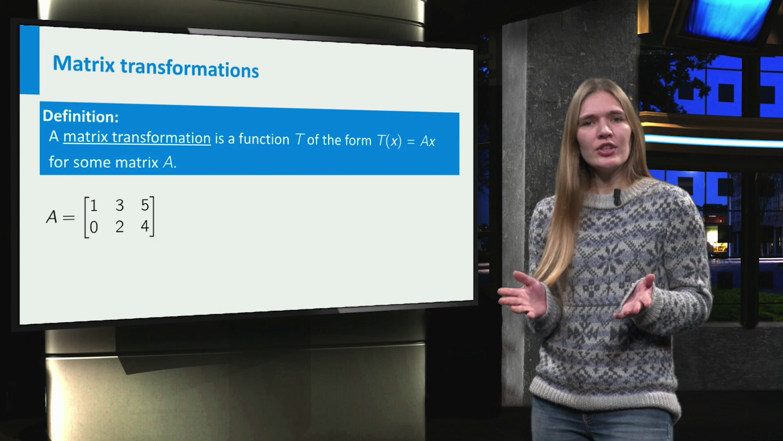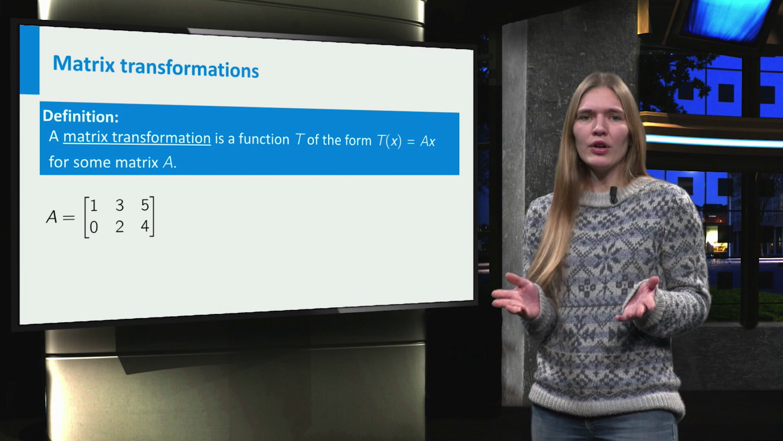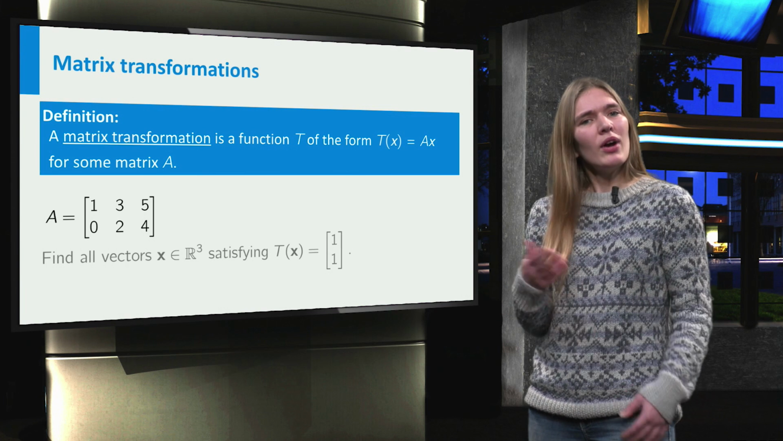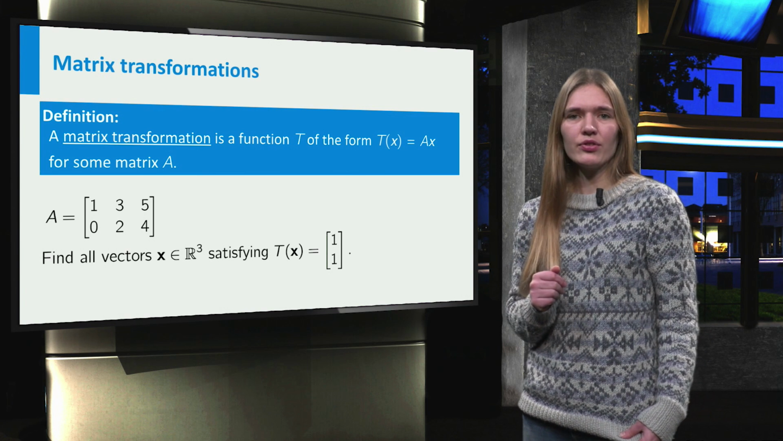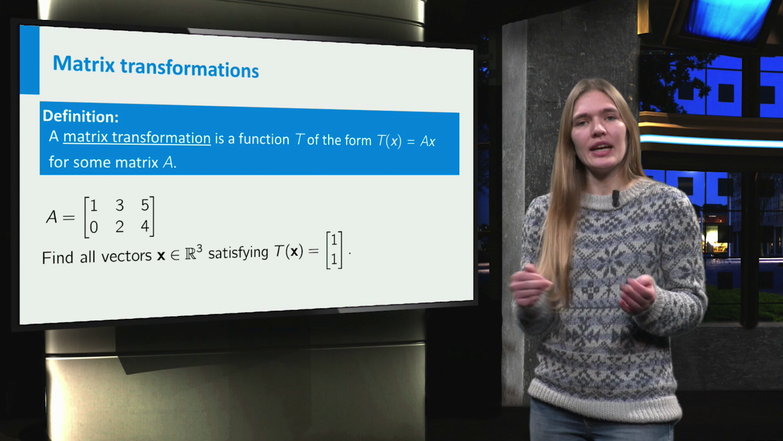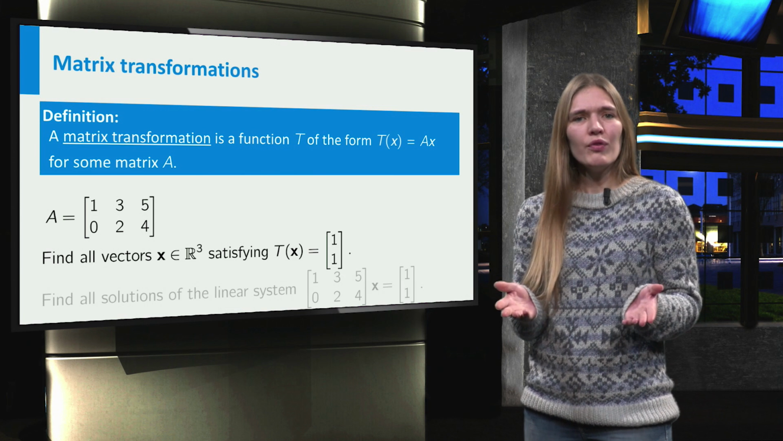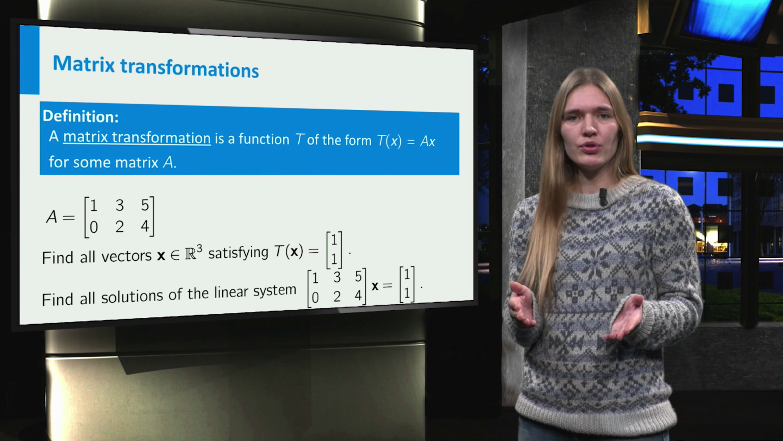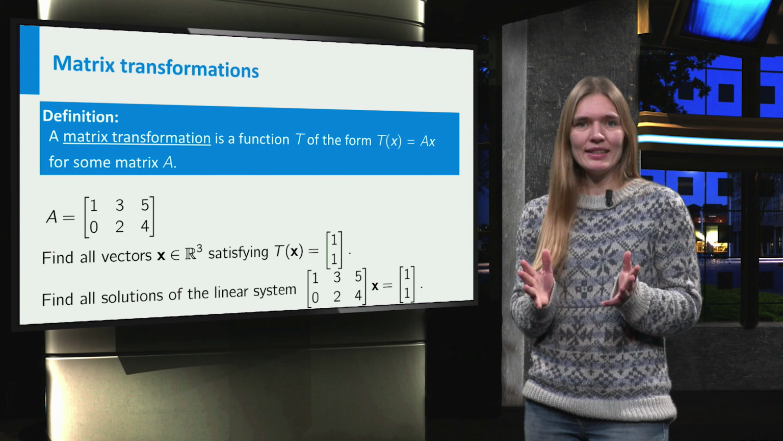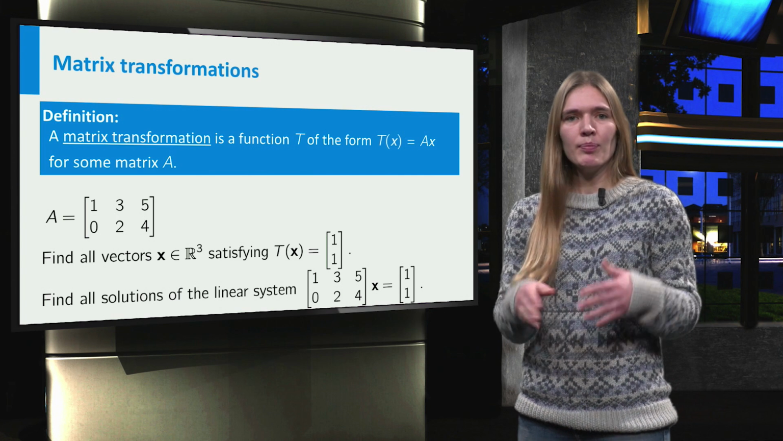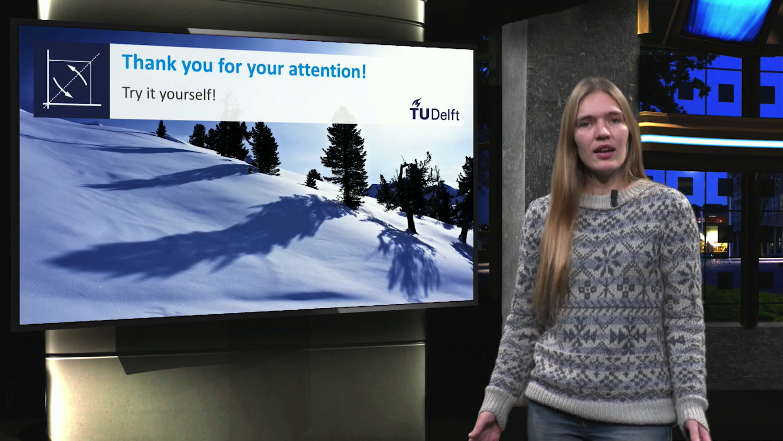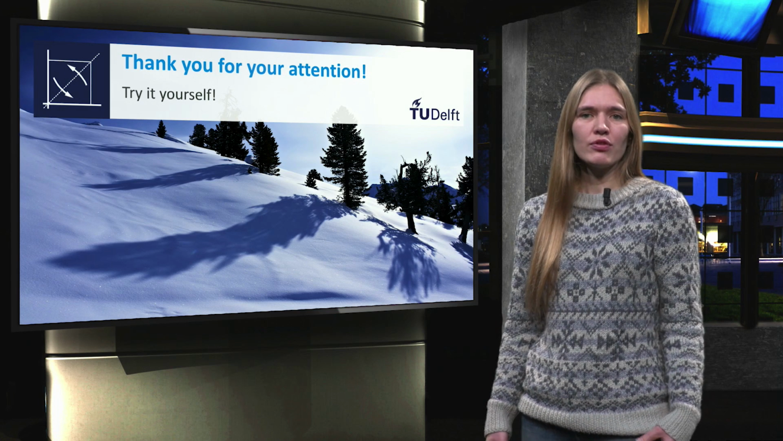Now that we know about matrix transformations, we can use the language of functions to describe concepts you deal with in linear algebra. For example, I will ask you to find all vectors x in R3 with image equal to (1, 1). Since T of x is equal to A times x, this just comes down to solving the linear system A times x equals (1, 1), our very first basic linear algebra problem. So please, remember how to make this translation between the language of functions and the language of systems of linear equations.